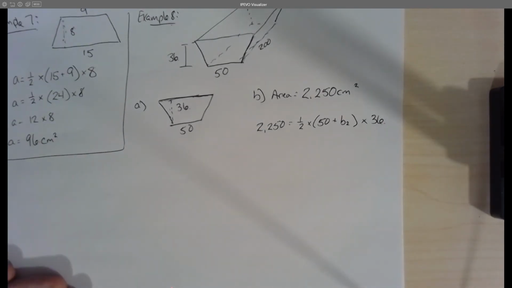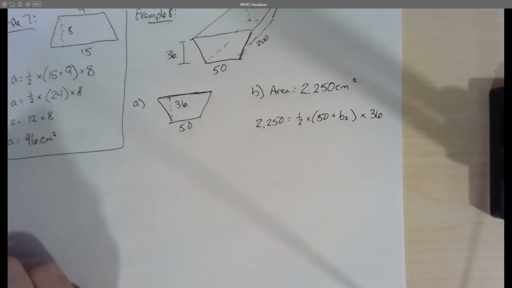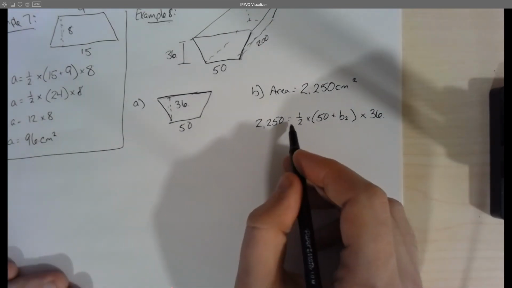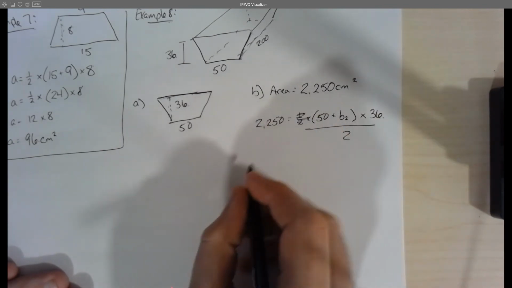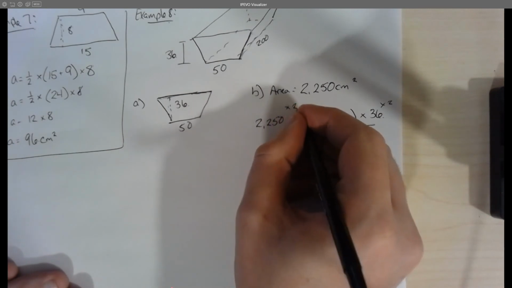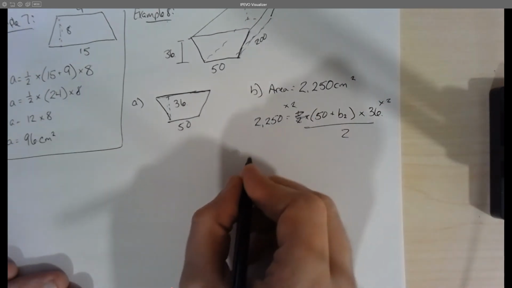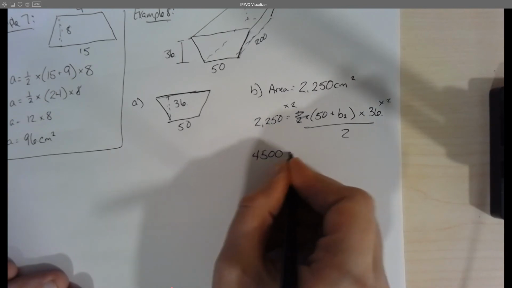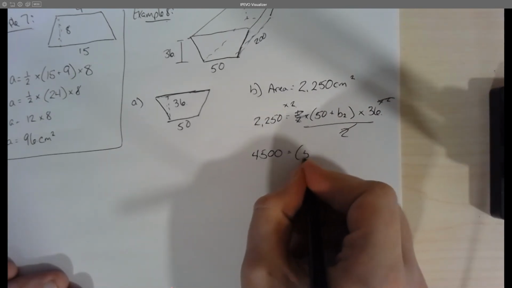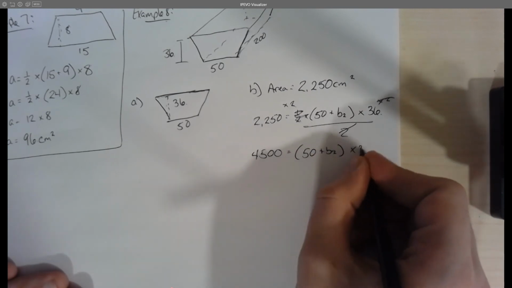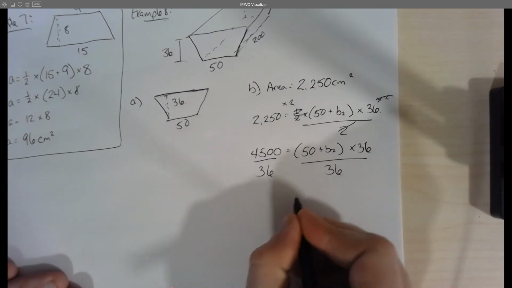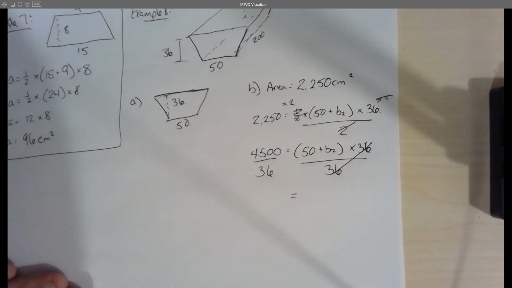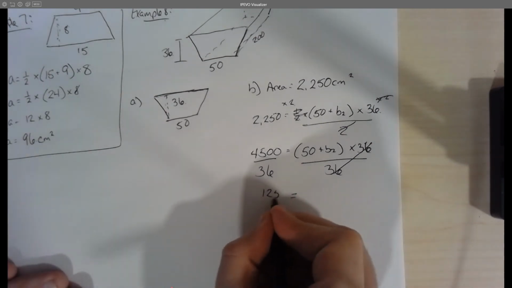Okay, so let's step through. We have to eliminate things so that we can figure out B2, so that we can figure out this length using what we know. Let's start by eliminating 1/2. Remember, this is the same as divided by 2. So I times 2 to both sides to get rid of that. 2,250 times 2 is 4,500, and then these cancel out, equals 50 plus B2 times 36. Next step, divide both sides by 36. These cancel out. 4,500 divided by 36 is going to give us 125.